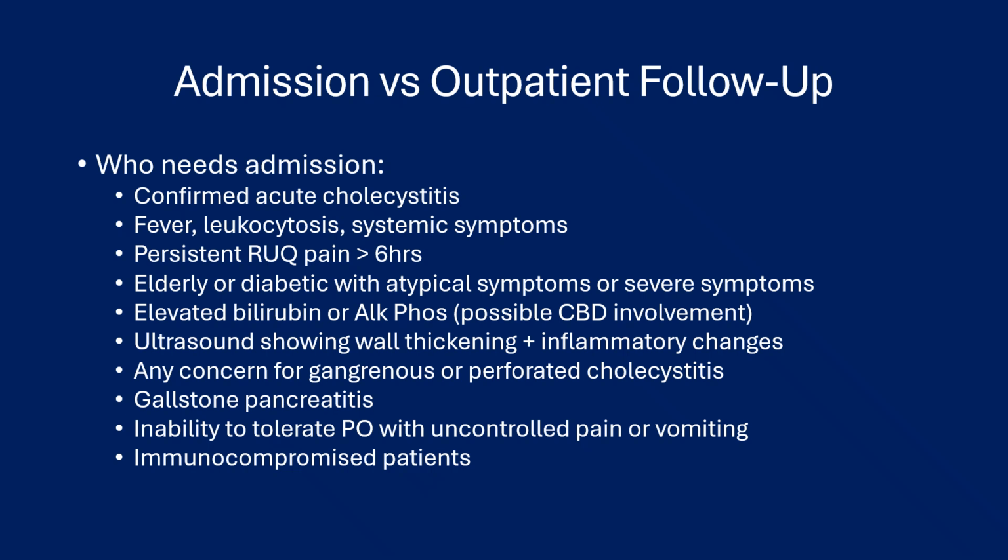Any concern for gangrenous or perforated cholecystitis. Gallstone pancreatitis. These people are going to be sicker than just a regular cholecystitis. Inability to tolerate PO with uncontrolled pain or vomiting. That's probably the most common reason. I can't completely get their symptoms relieved in the ER, and typically they will be admitted, oftentimes to the hospitalist, but then consulting the surgeon to evaluate them. Immunocompromised patients, because that would be a higher risk category, obviously.